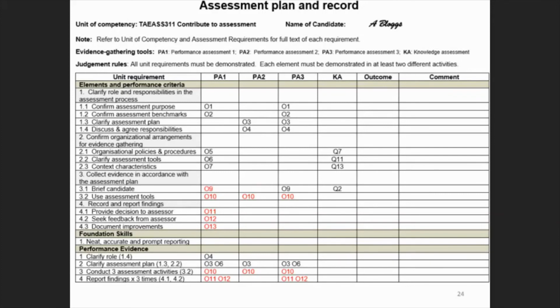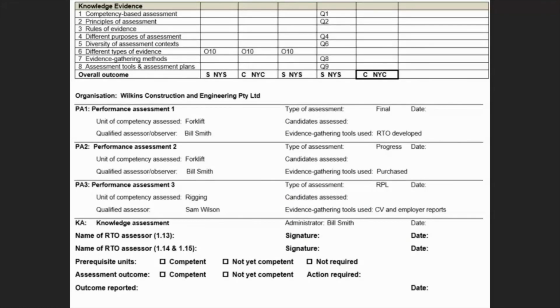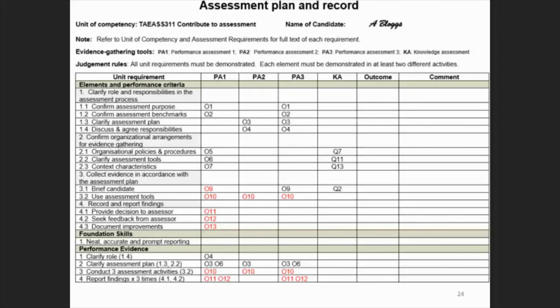Here, element one has a set of four performance criteria. If I just listed the performance criteria, you would not necessarily know what they meant until you see the element. So always make sure the element is listed as well as its performance criteria. Then we see them down there for the page, all the way down on the next page. If we flip forward, and then back again, you can see knowledge evidence. So the whole picture is there, but back again to the elements, the foundation skills and the performance evidence.